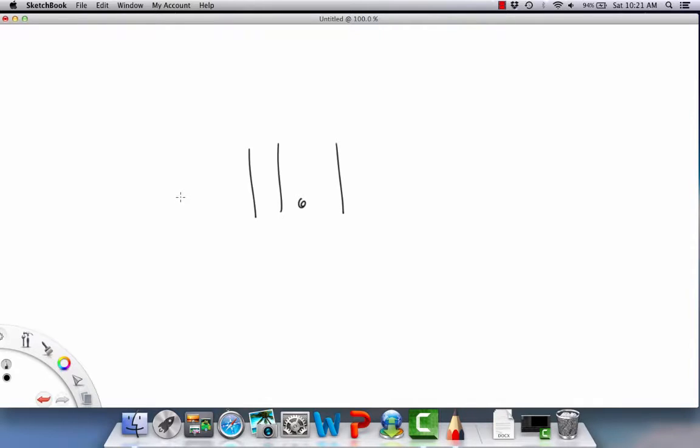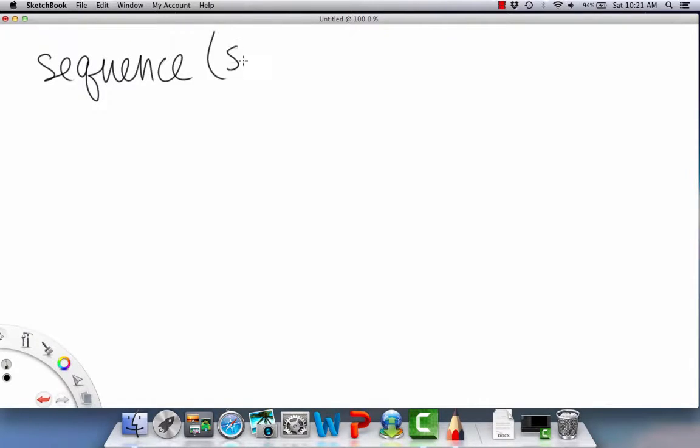Today I'll be going over sequences. So, just a brief overview. A sequence. Often I'll be abbreviating this with SEQ, just for your future reference.